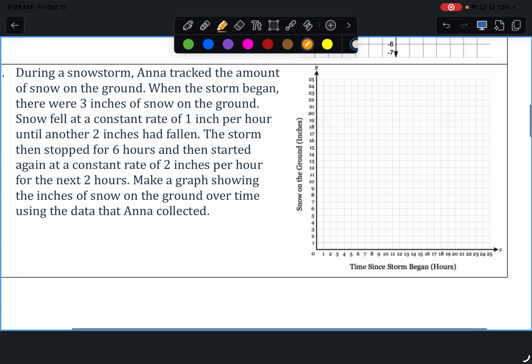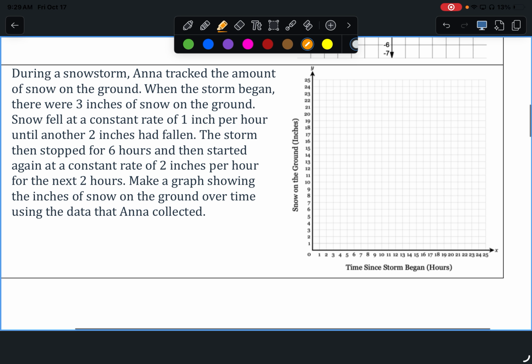During a snowstorm, Anna tracked the amount of snow on the ground. When the storm began, there were 3 inches of snow on the ground. So at 0, where do I need to put a point? 3.